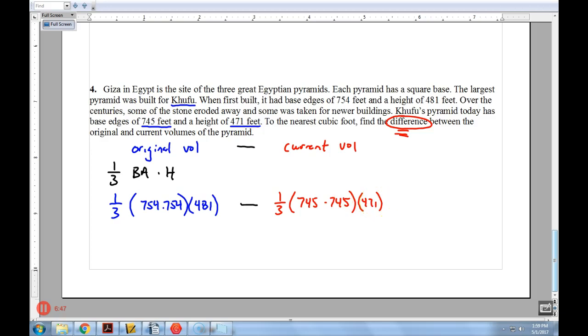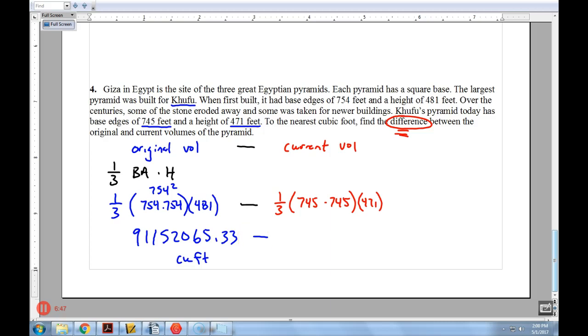So I need to crank these out. Now I could have made my life a little easier, and I could have written this as just 754 squared, but I wanted to keep it true to the formula. So let's bust these numbers out and see what we get. I have 1/3, I'm going to do 1 divided by 3 in parentheses, times 754 squared times 481. Holy smokes. That's 9115265.33, and that is cubic feet.